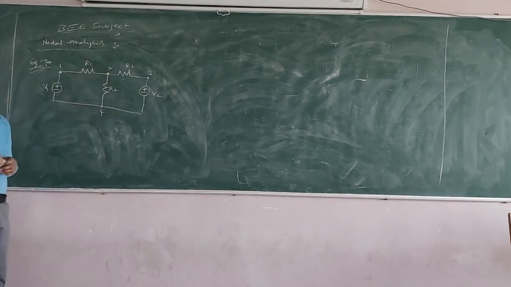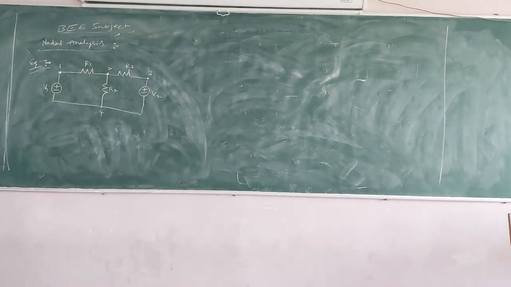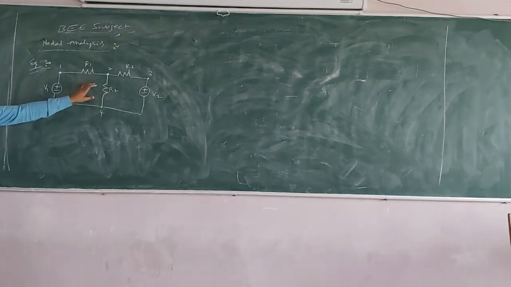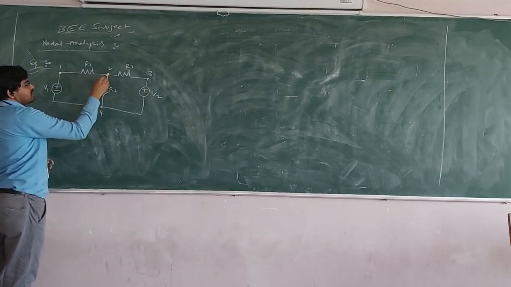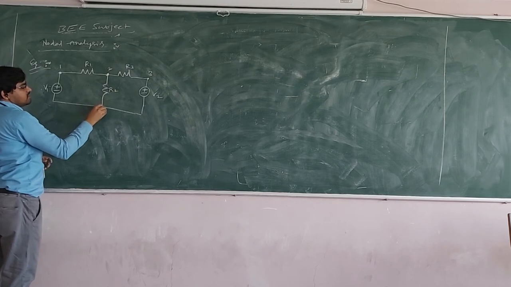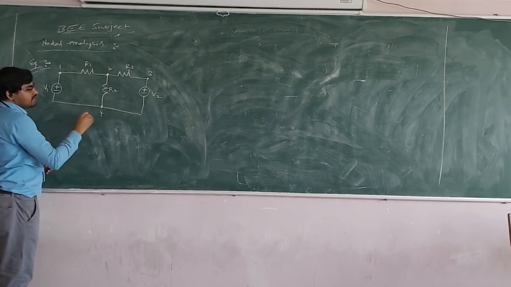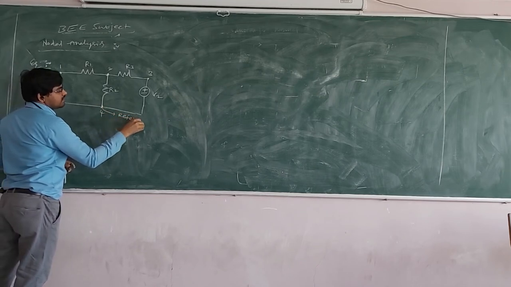Usually the nodal analysis that we are applying at nodes. So the nodal equations, we want to write an equation for the circuit. Generally the equations that we are writing are applied at nodes. Now I am assuming that out of all these nodes, one node I am considering as a reference. So this fourth node I am considering as a reference.